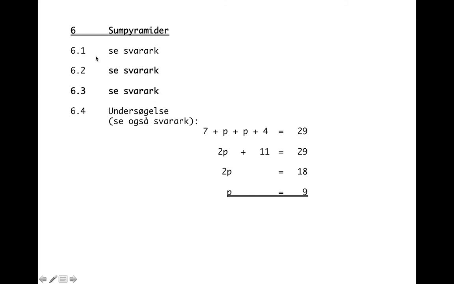So for my neat answers, well, 1, 2, and 3 are just filled in on the answer sheet. And then question 4, I've put the algebraic argument here on a few lines and said also look at the answer sheet where I've filled in the 7 plus p and p plus 4. And then the marks for that are 3, 4, 4, 4.